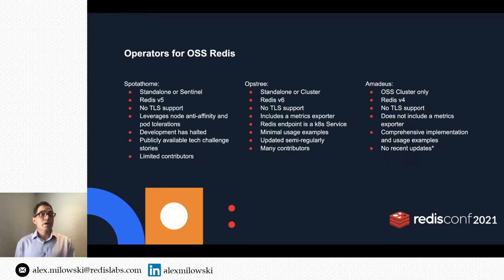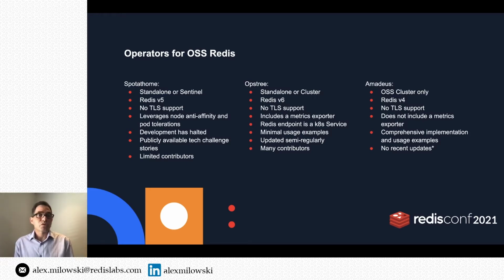And there are Kubernetes operators for open source Redis. And there's a number of them out there. We picked 3 of them, Spotahome, Opstree, and Amadeus, and we took a look at them. This is not an exhaustive comparison, but we wanted to sort of see what was out there and what state they were in. And as you can see, they share some common things, like none of them seem to support TLS. They have a variety of support for standalone, Sentinel, and clusters, different versions of Redis.